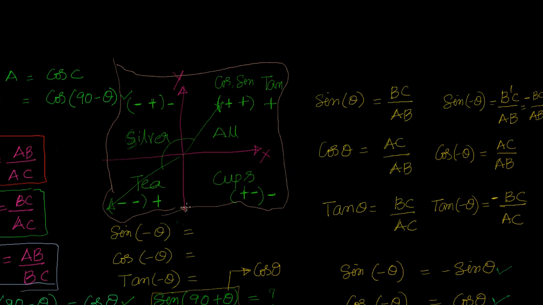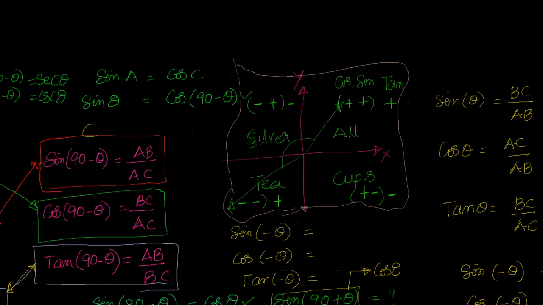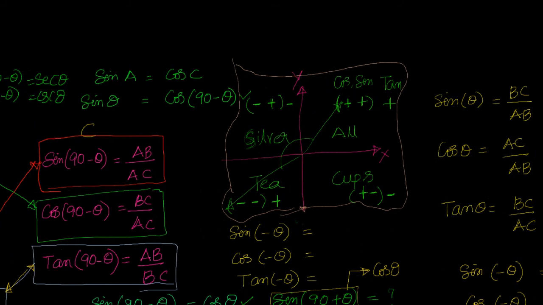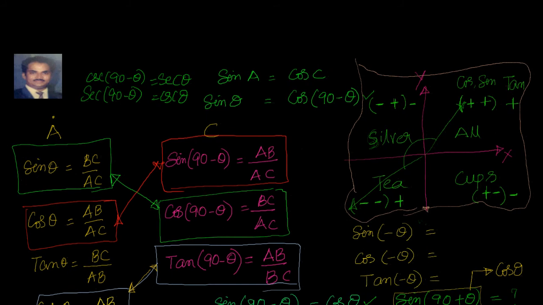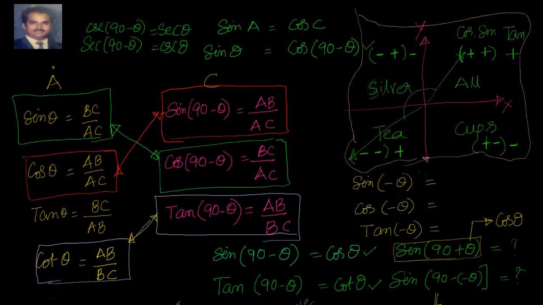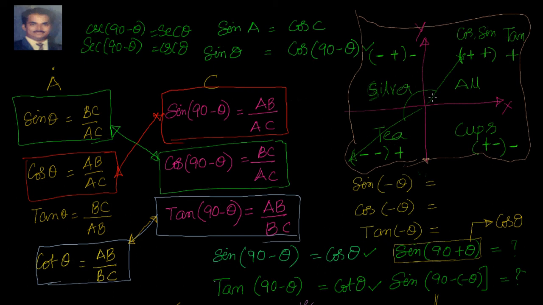So in this video we have learned how trigonometric functions of complementary angles are related to each other. We have also seen how to find out the relation between negative and positive angles, and how to find out the value of sine of 270 plus theta or cos of 180 minus theta, something like that. In the next video we will do some problems on trigonometric identities.